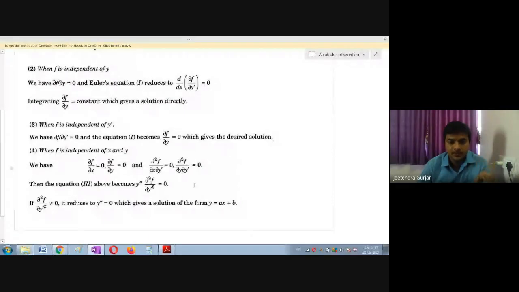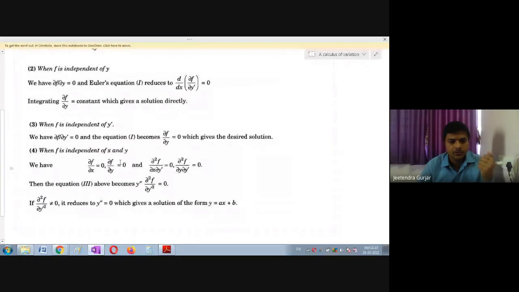Suppose f is independent of x and y, this is one condition, one example we have on this. When f is independent of x and y, dou f upon dou y is equal to 0, and dou f upon dou x is also 0. If any function is given and you differentiate partially with respect to x and with respect to y, the answer you are getting here is 0.